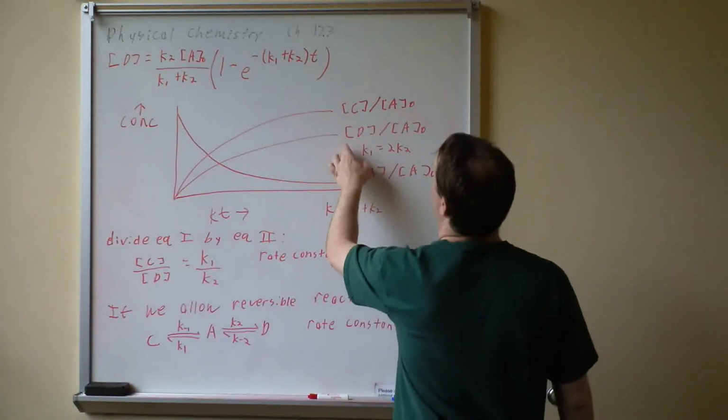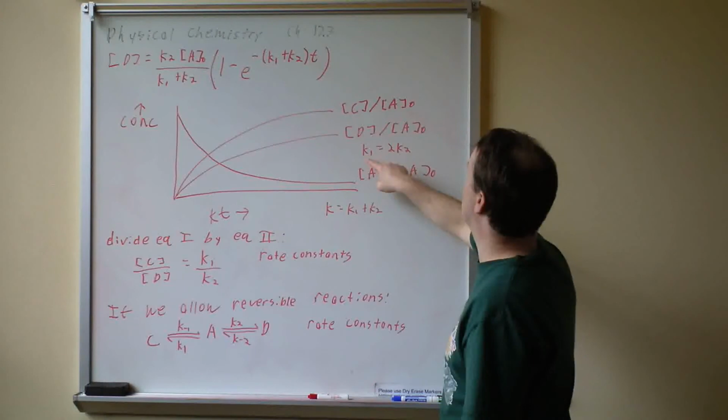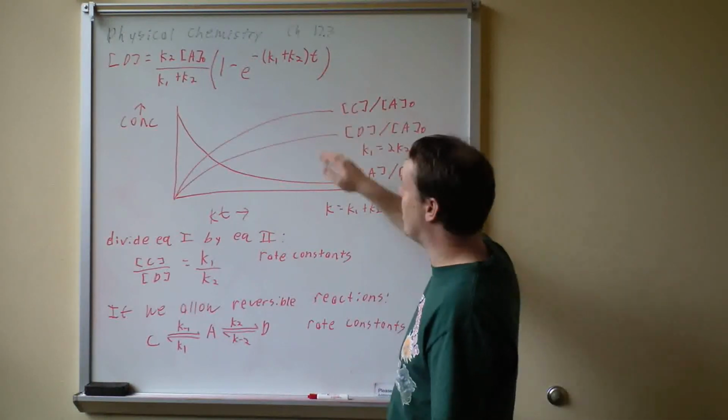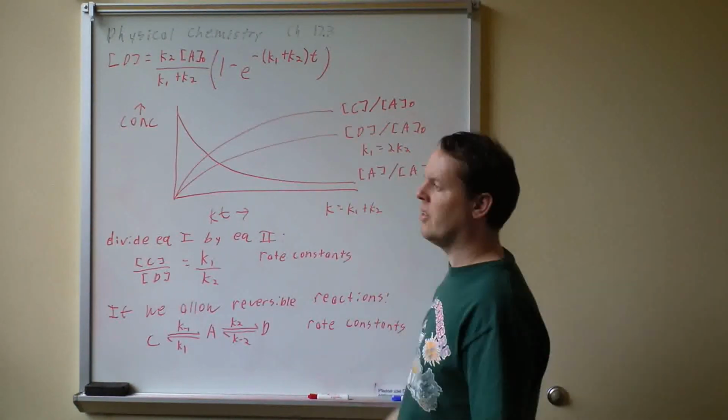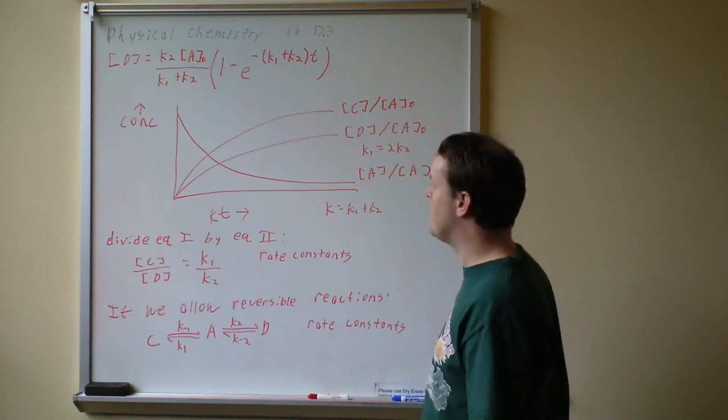So this is arbitrary. Obviously, you can have two different numbers for k1 and k2. You could have them exactly the same, and all it's going to do is shift exactly how C and D are related to each other.